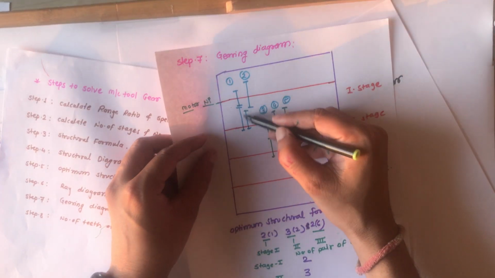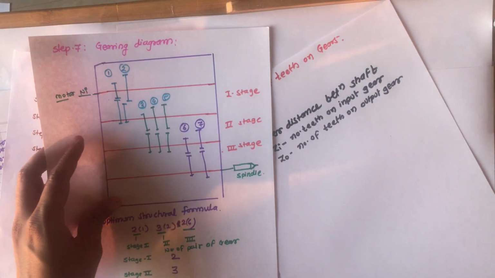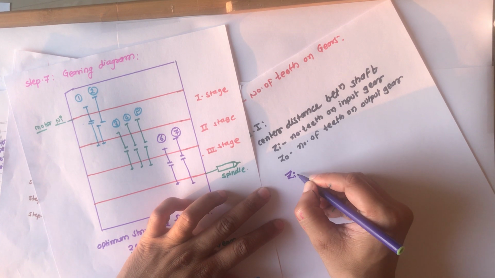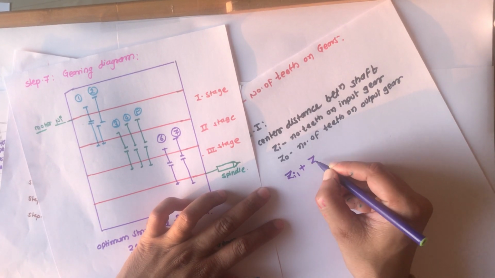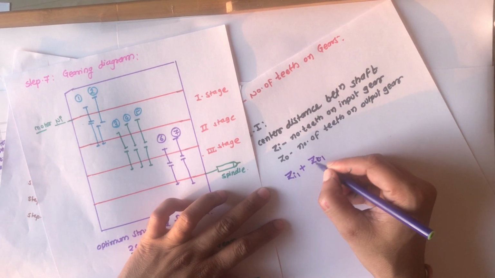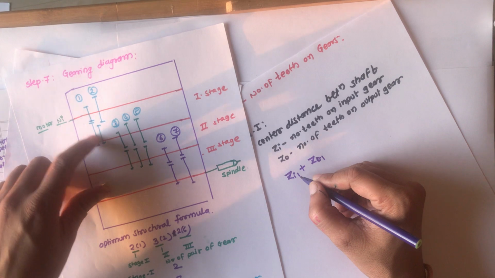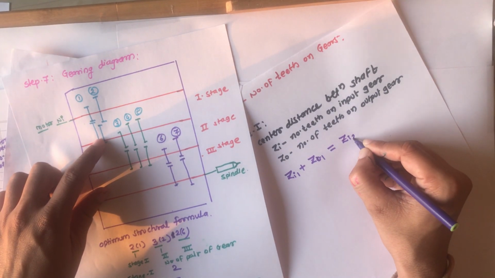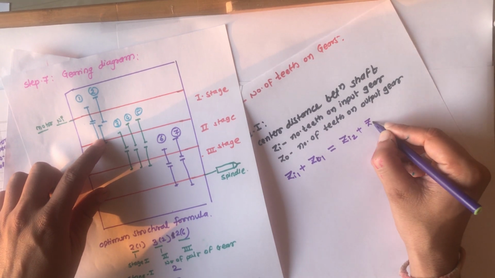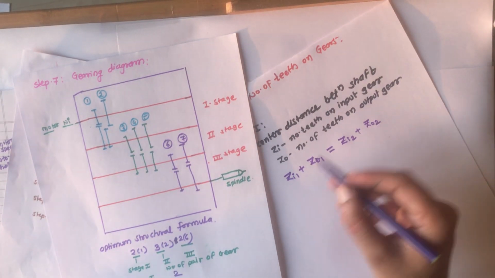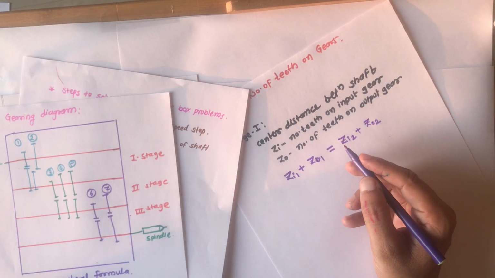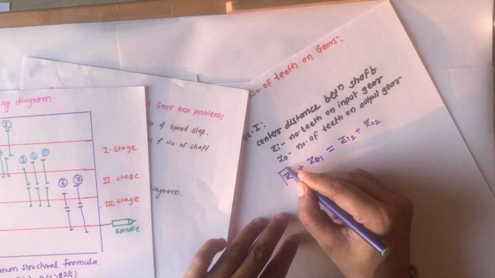In the stage there are two gears, gear 1 and gear 2. For that, ZI1 plus ZO1, the input gear and output gear of the first pair, is equal to ZI2 plus ZO2. Got the center distance formula? This is the first equation, an important equation.